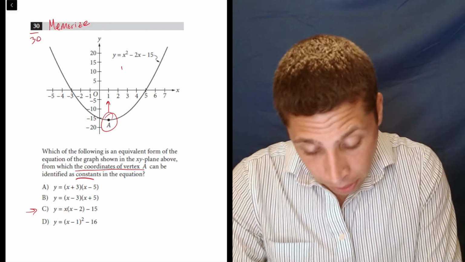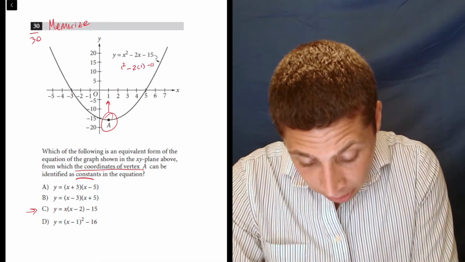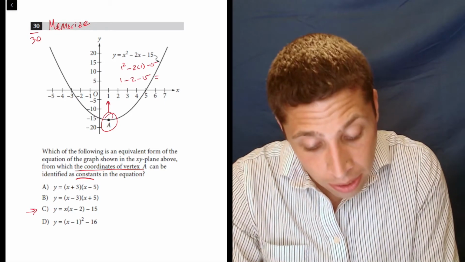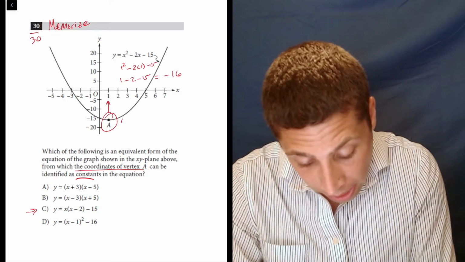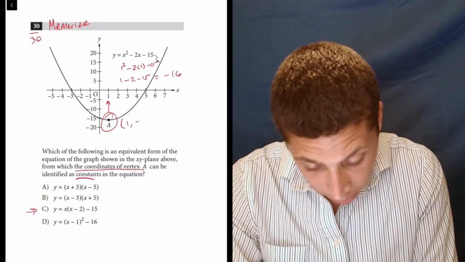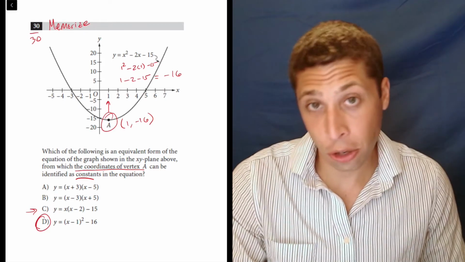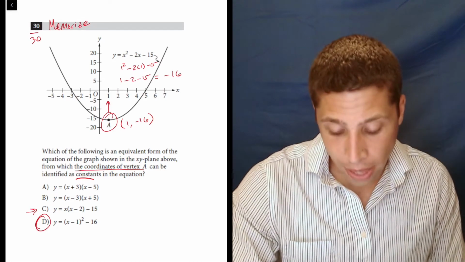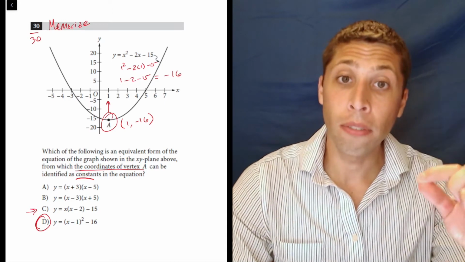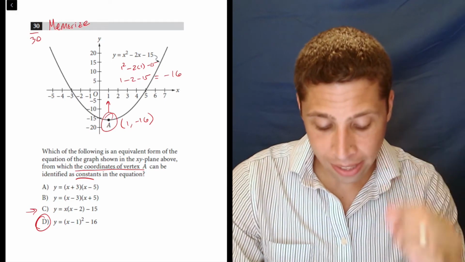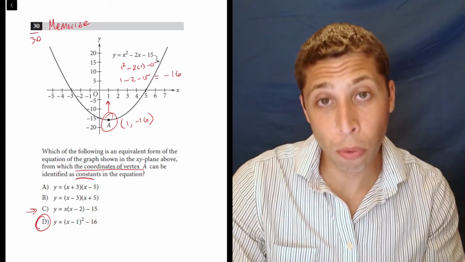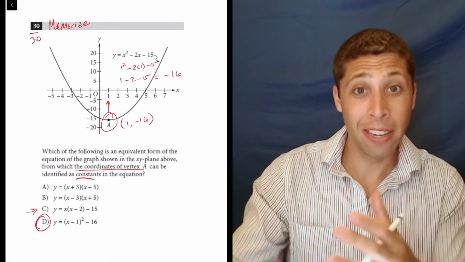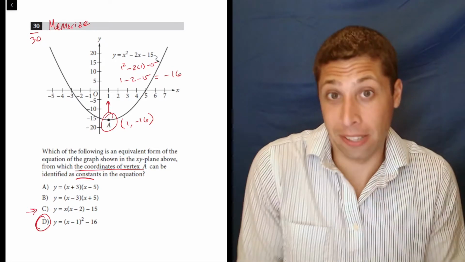And we can plug it in. We can say, okay, 1 squared minus 2 times 1 minus 15. That's 1 minus 2, which is negative 1. Minus 15 is negative 16. So that's actually the coordinate of that point, which then draws us to choice D. But better than all of that is recognizing from the start that choice D is the only version that is the vertex form of a parabola. So it's going to have the vertex in it because that's its purpose. That's the whole purpose of it.